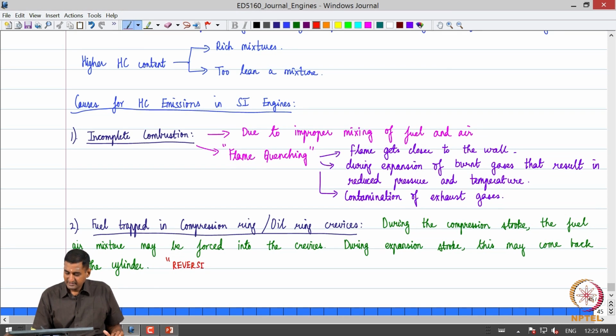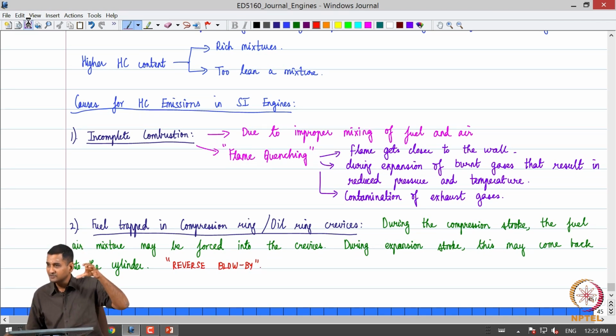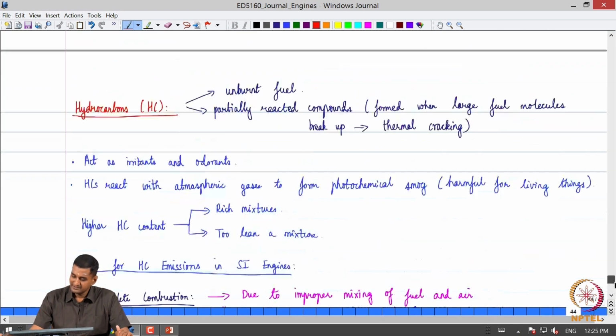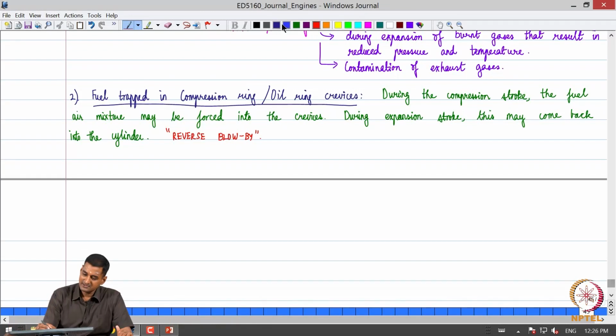So if you encounter this term, what is reverse blow by? We looked at crankcase blow by, where unburned hydrocarbons blow past the rings into the crankcase and then escape. This is a part of it that comes in the reverse direction. First they are forced into the crevices, but a part of it comes back in. That is why it is called reverse blow by. So that is one reason for hydrocarbon emission. Let us go ahead.